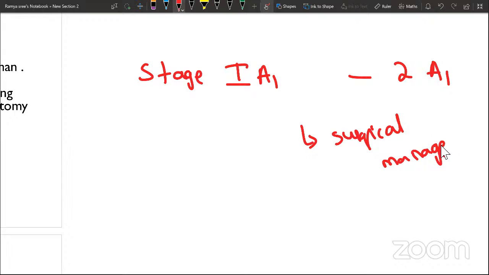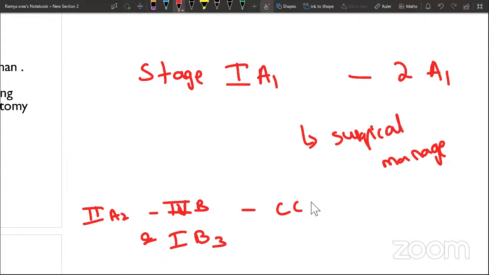except 1B3. So from stage 2A2 to 4B and 1B3, you will do concurrent chemoradiotherapy. Simple. So management of cancer cervix, if you remember this much, I assure you all the questions you can answer. And ovaries are preserved in surgical management. So keep A1 constant, 1 to 2, except 1B3. 1B3, 2A2 to 4B, all get concurrent chemoradiotherapy.